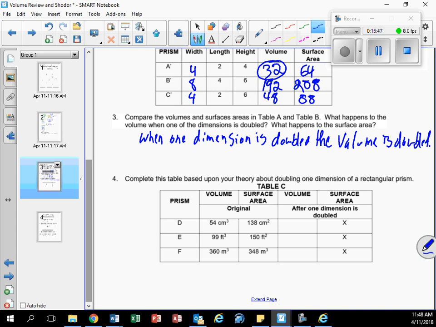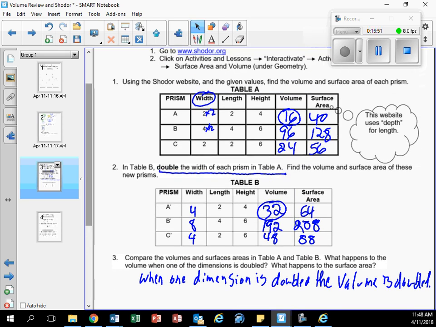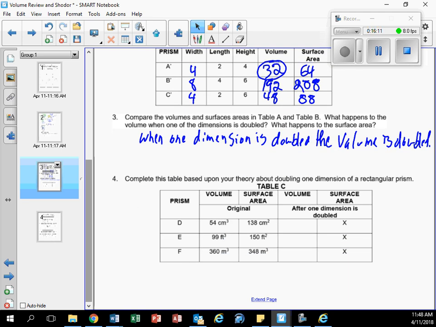All right, now let's move down here. There is really not a consistent way that the surface area is compared. I know it asks about it, but 40 to 64 is not doubling because that would be 40 times 2 is 80, 128 times 2 is not 208, and 56 times 2 is not 88. So there's really not a concrete way that surface area changes when you change one side of a rectangular prism.